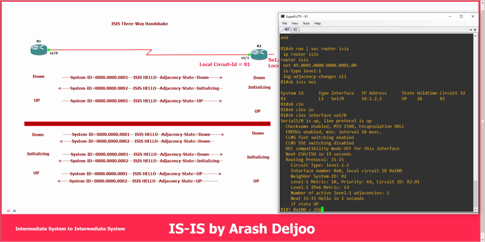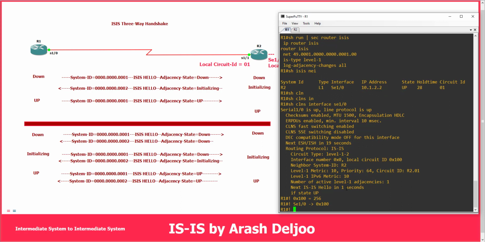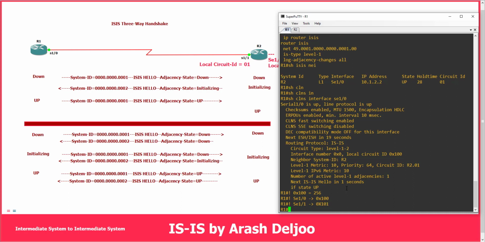Okay, Cisco uses for the first interface, for example serial 10, 0x100. And then for serial 11, Cisco uses, for example, 0x101. That's it, okay? In router 1, because this is the first interface, ISIS uses this local circuit ID for this interface. This is equal to 0. Okay, in the IIH packet, you will see 0 in the local circuit ID.